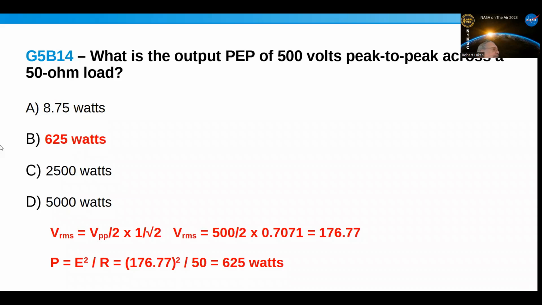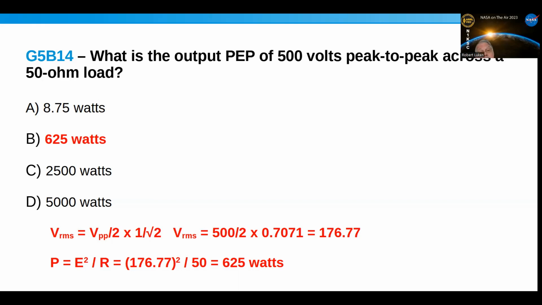Well, let's see what we got. 625 watts. So how did we get there? We wanted to get down to RMS voltage, so we divide the peak to peak in half to get peak. And we multiply it times 1 over the square root of 2, or commonly known as 0.707. So that comes out to 176.77 volts RMS. We have to square that and then divide it by 50.